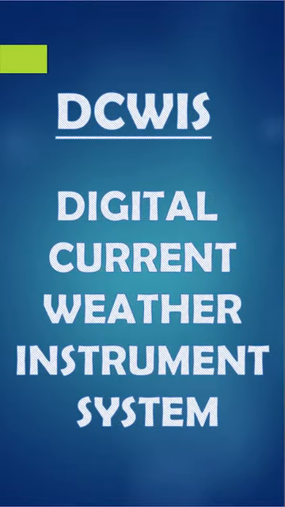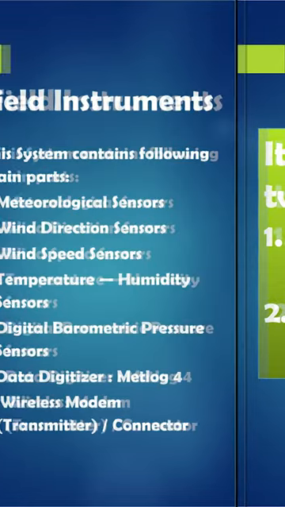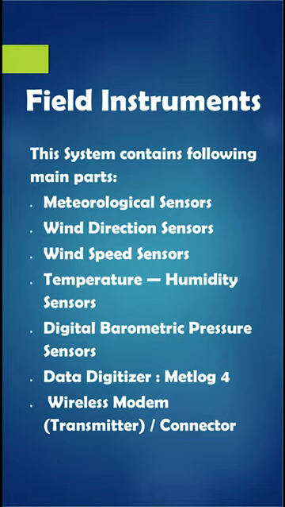DCWIS stands for Digital Current Weather Instrument System. It consists of two parts: field instruments and ATC or MBR instruments. Field instruments contain the following main parts: meteorological sensors, wind direction sensor, wind speed sensor, temperature humidity sensor, barometric pressure sensor, data digitizer, Metlog 4, wireless modem, wired modem, transmitter.